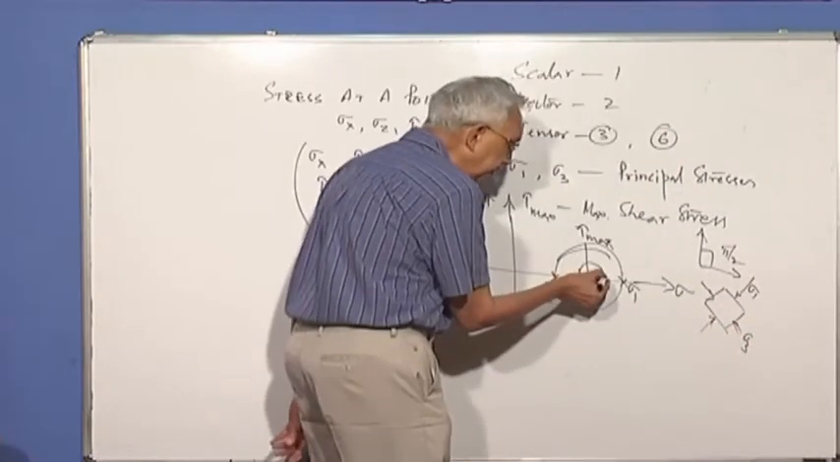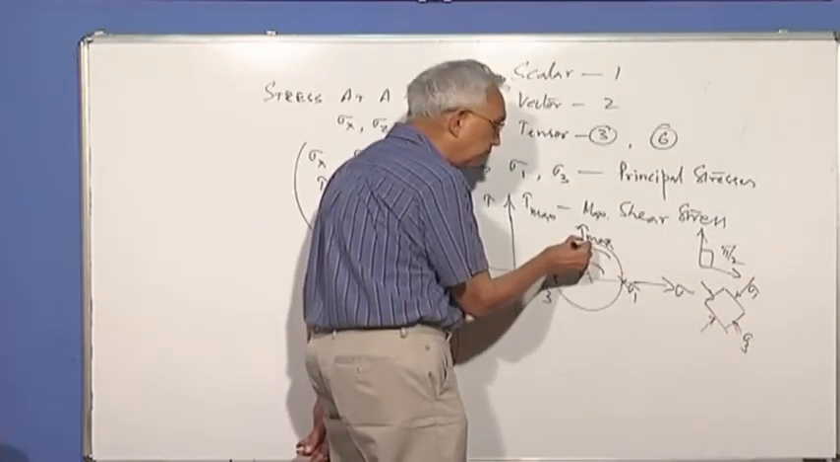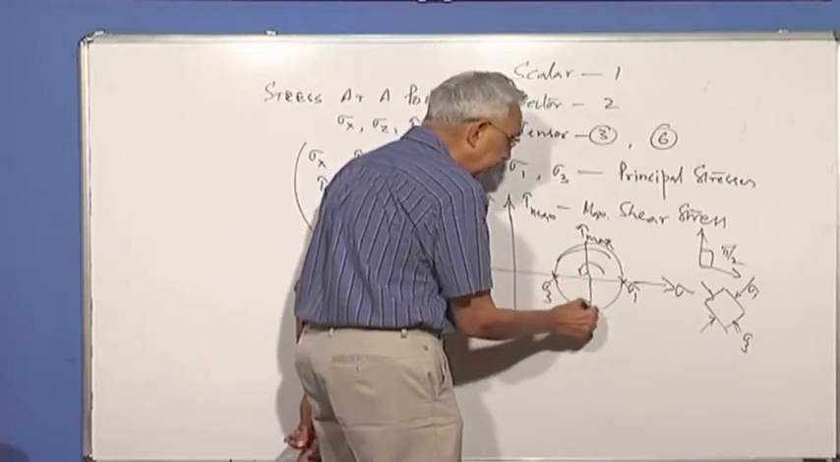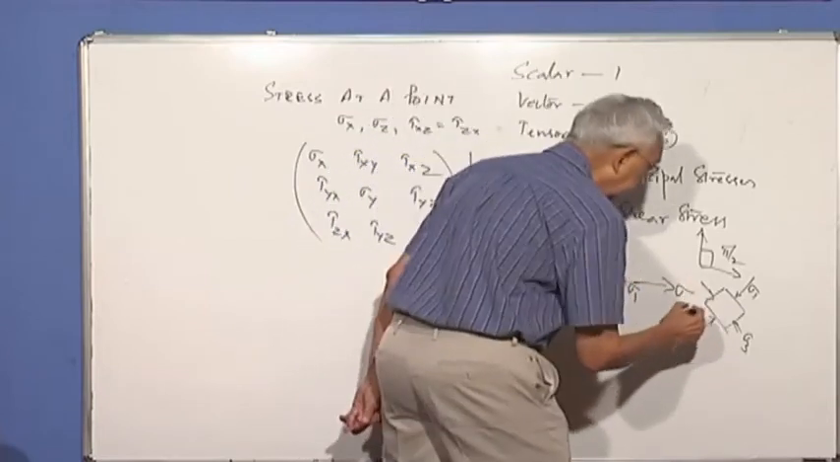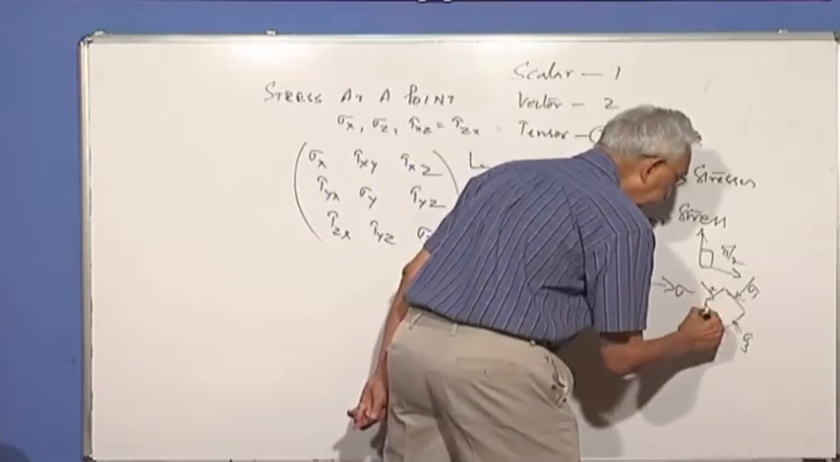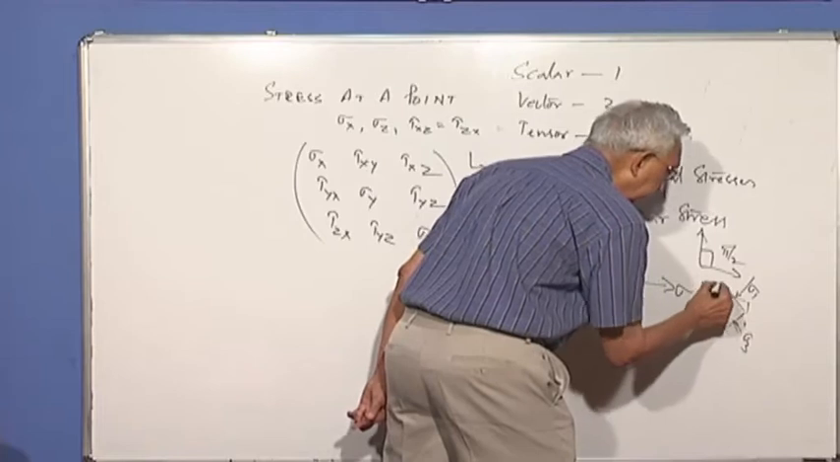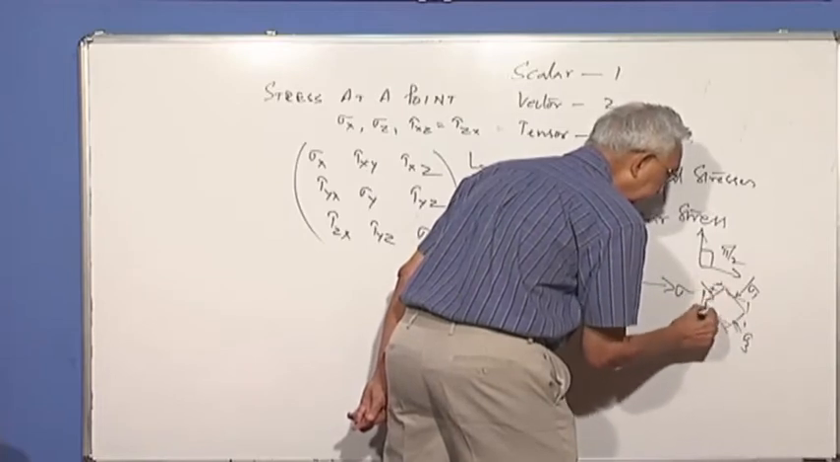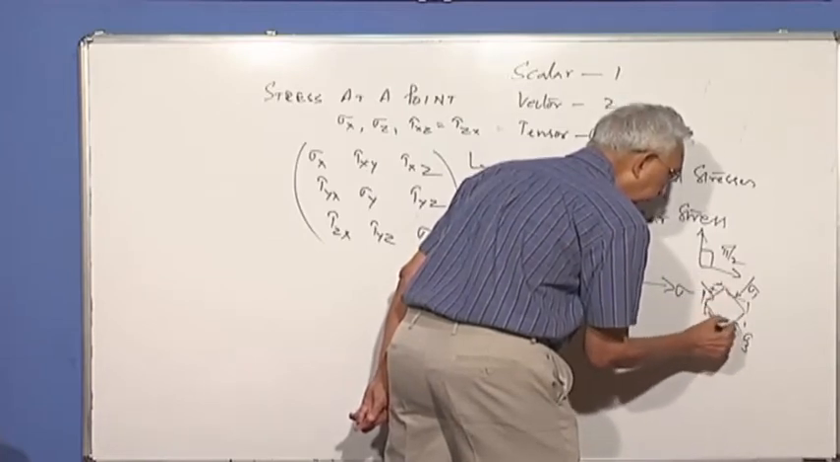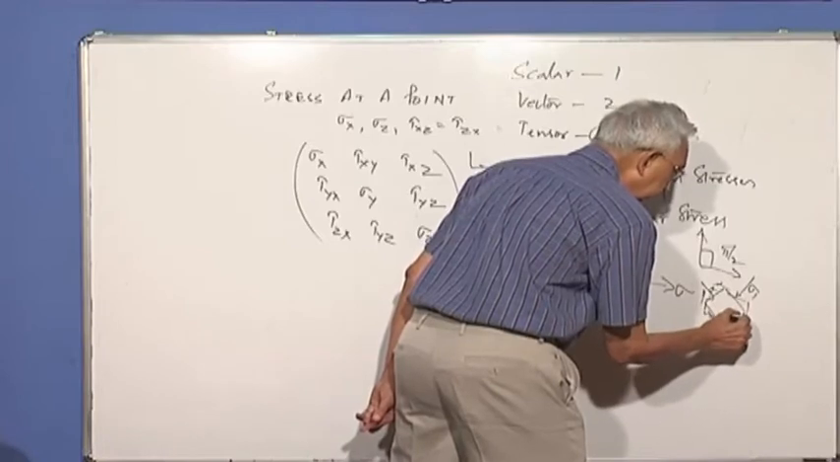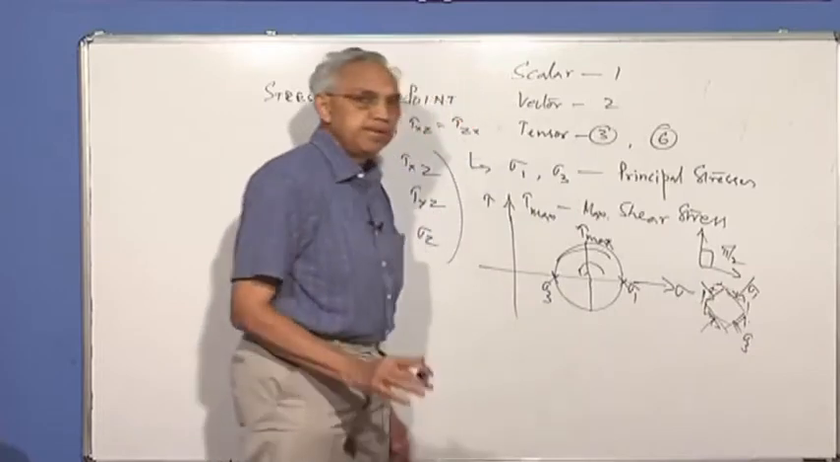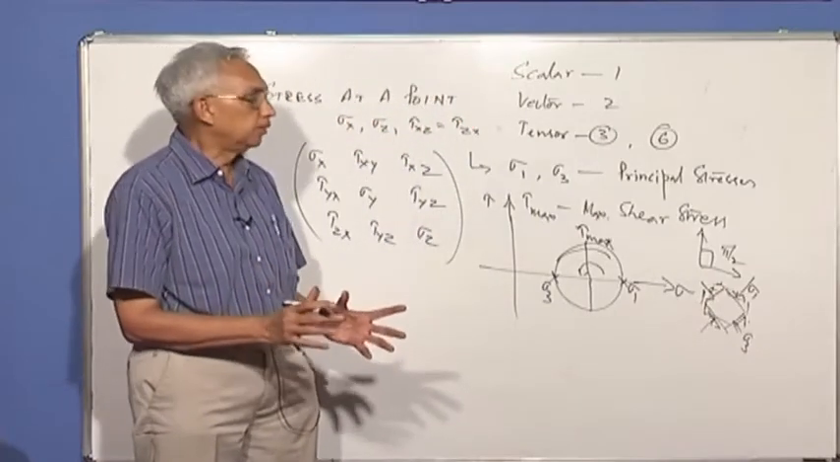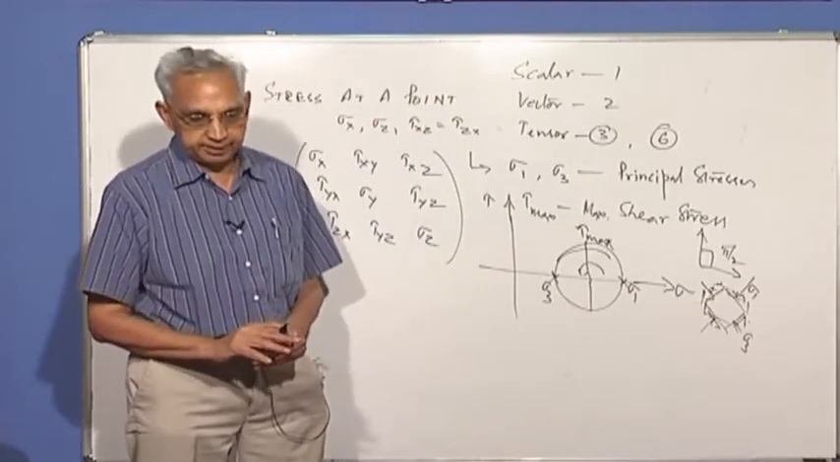Now the angle between major principal stress and tau max, or sigma 3 and tau max, is 90 degrees on the circle, which means 45 degrees in reality. So if I now draw another element at an angle of 45, you will find that the shear stresses are maximum. So please remember, there is always this 45-degree rotation between the major principal stresses and the planes of maximum shear stress.